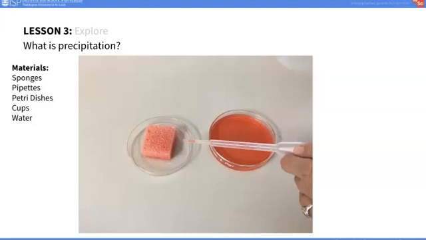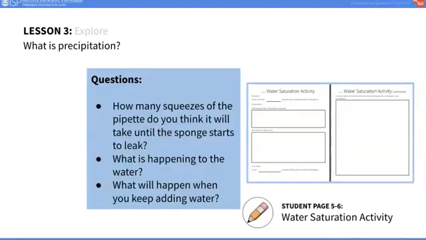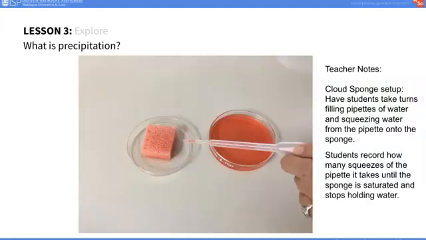In the Explore portion of this lesson, students will create a model to show how the air holds water when it is not in the form of precipitation using sponges, pipettes, petri dishes, and cups with water. They will add water to the sponge until it is saturated and observe what happens at that point. Refer to the Lesson 3 tutorial found on the MySci website for more information.